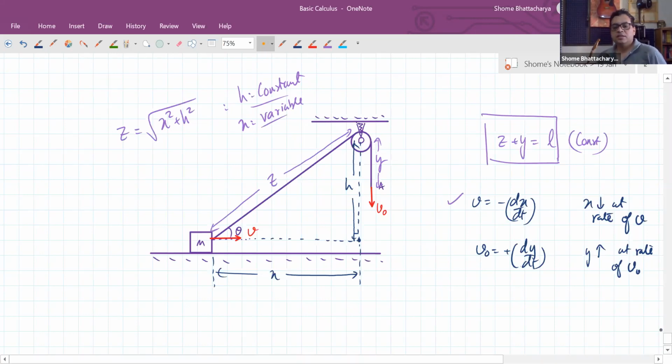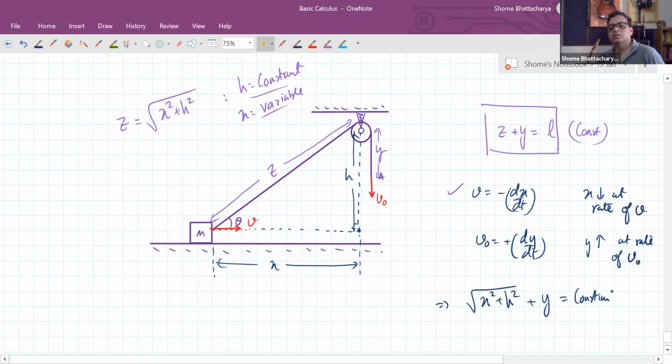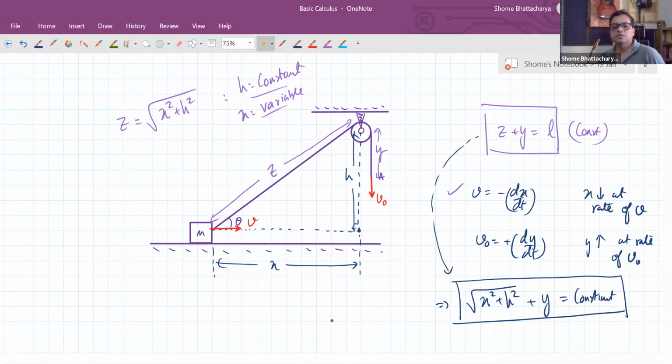So my constraint relation will further become like this: square root of x square plus h square plus y is a constant. This is the thread length. My constraint relation, which was z plus y, will reduce to this. Now to this we will apply the differentiation principle. So just make sure you understood up to this step. Now we'll see how we can use the differentiation principle to apply this.